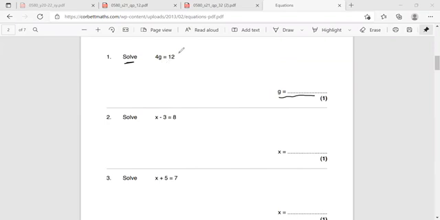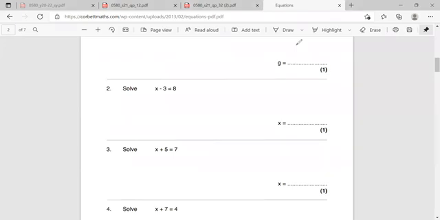4g equals 12. I'm going to get rid of 4. 4 here is multiplied by g, so I will move it to the other side as division. So I'm going to say g equals 12 divided by 4, which is 3, and I have to write the correct answer on the dots. So if I have a coefficient for g, a coefficient of my unknown, I'm going to move it to the other side as division and work out the question.